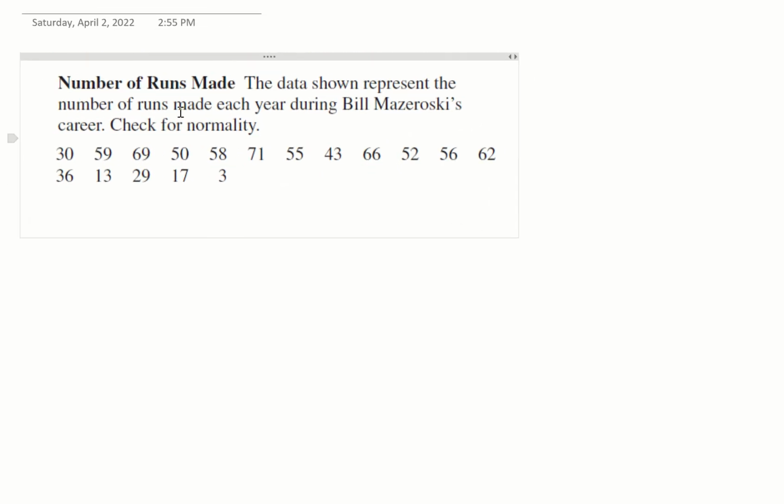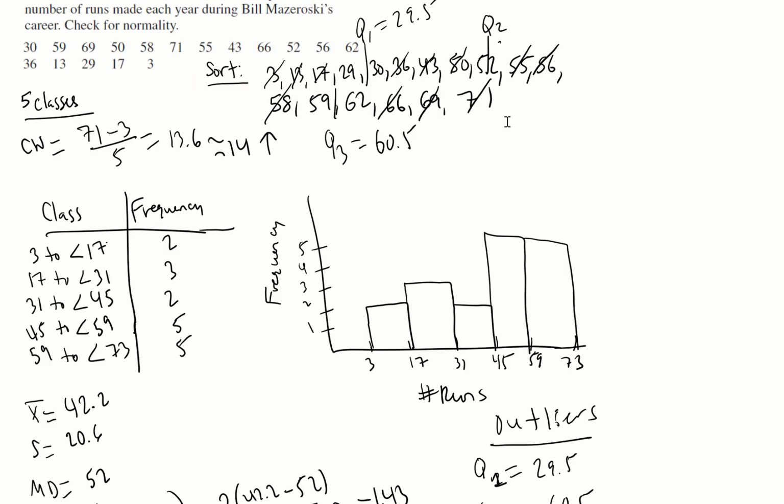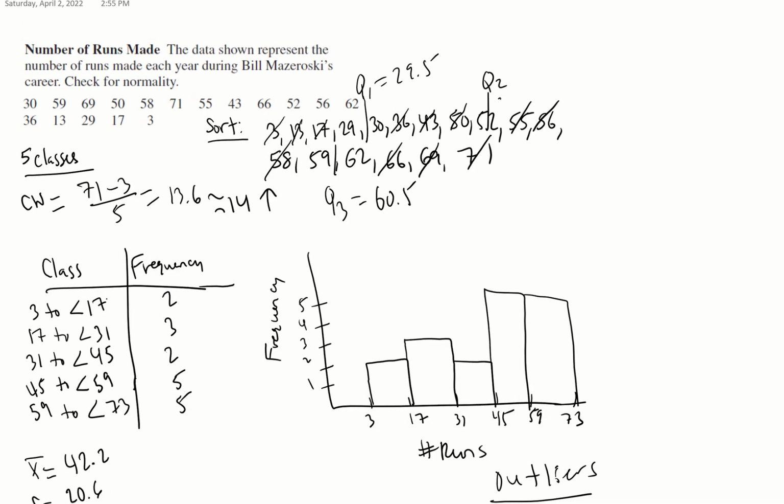All right, so we have the next problem, which is the number of runs made in Bill Mazeroski's career. Check for normality here. So the first one, we said that it was not normal. Let's take a look at this one to see if it's normal, and go from there. For this problem, I'm going to go through and do the information and then go over the results with you, just to save some time.